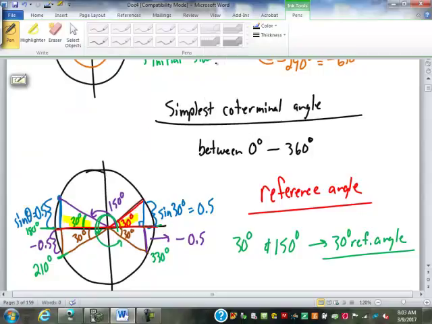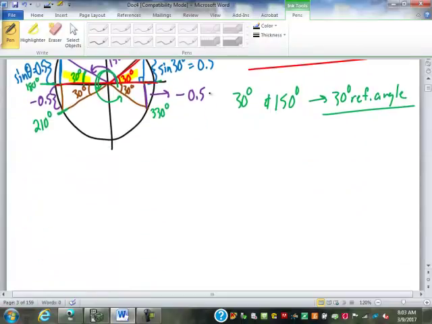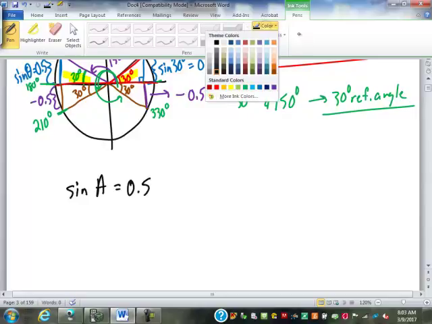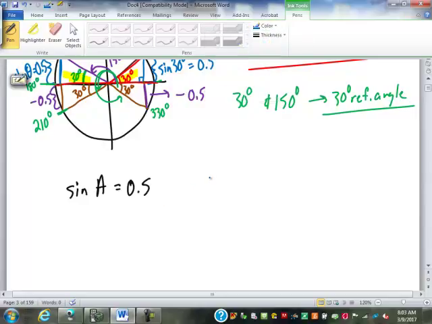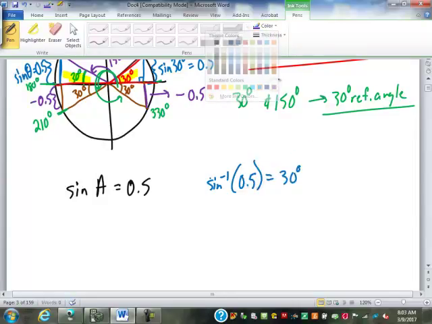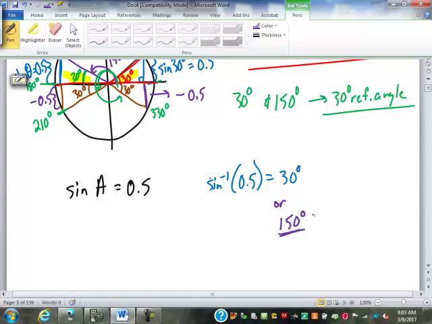Why is this a concern? Well, because when you do an inverse trig function, if I give you that the sine of angle A is 0.5, you're going to punch that in the calculator. You're going to do second sine, so inverse sine of 0.5, and your calculator is going to spit out 30 degrees. Problem is, it's not just 30 degrees. It could be 30 degrees, or it could be 150 degrees.